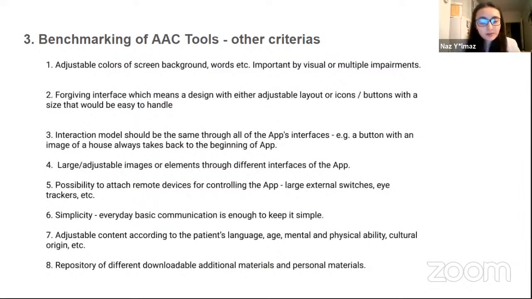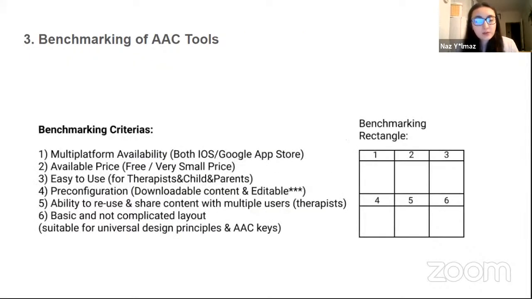Since I do not want to give the names of other companies and apps here, I will only share the benchmark and criteria rectangle in here. So if you need, you can do the same work yourself with other apps in the market. Just using this benchmarking rectangle, you can give points in these six small rectangles for finding the best option for yourself.